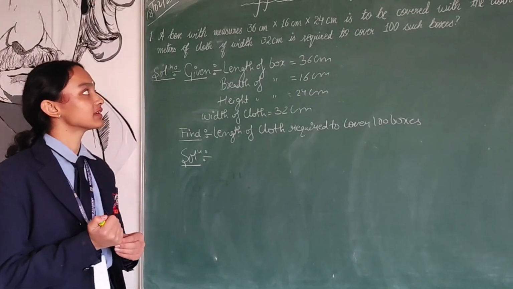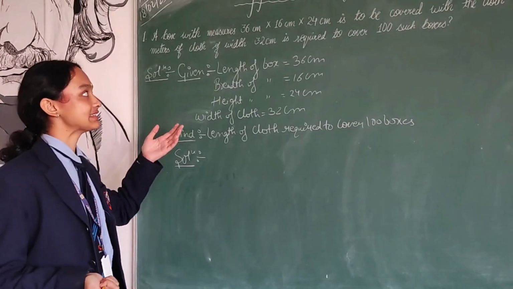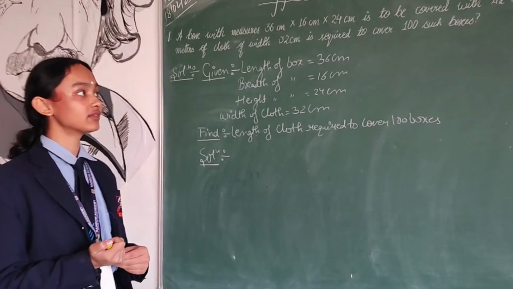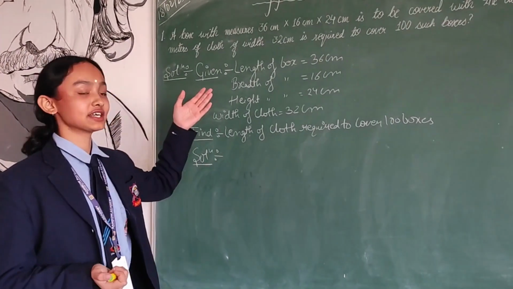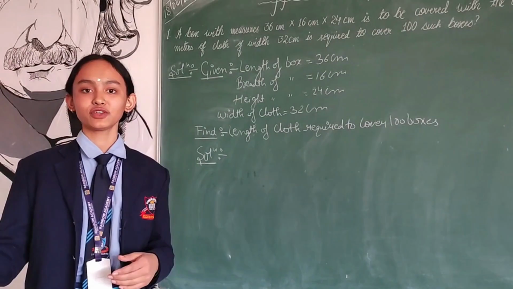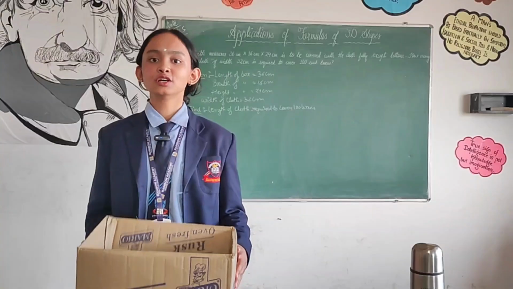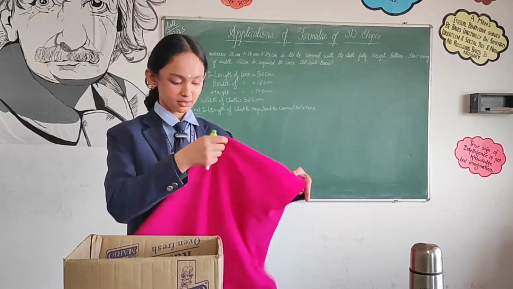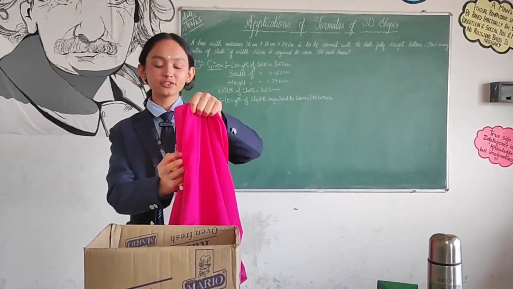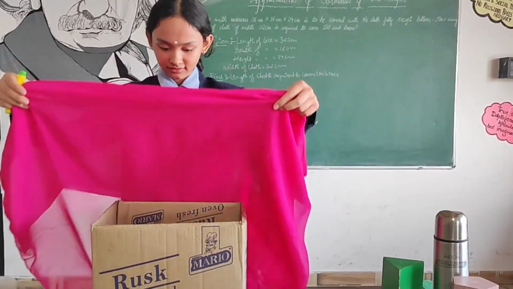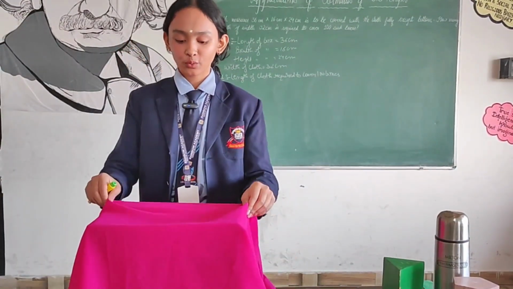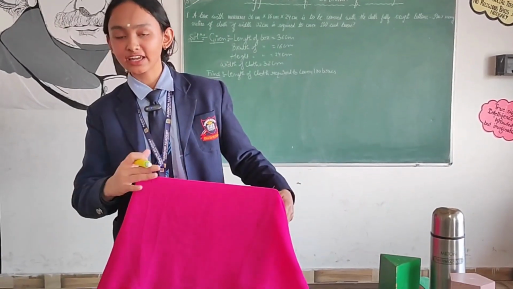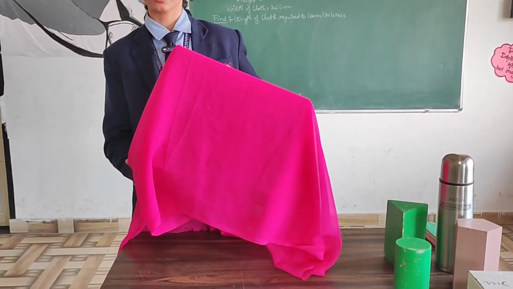So here we have given cuboidal box with measures 36 cm, 16 cm and 24 cm. And this is to be covered with the cloth of width 32 cm. Let's take an example of a cuboidal box. So this is a cuboidal box and we have to cover it with a cloth. And the width of cloth is 32 cm. When we cover it with a cloth, it will cover its 5 faces but not the bottom.